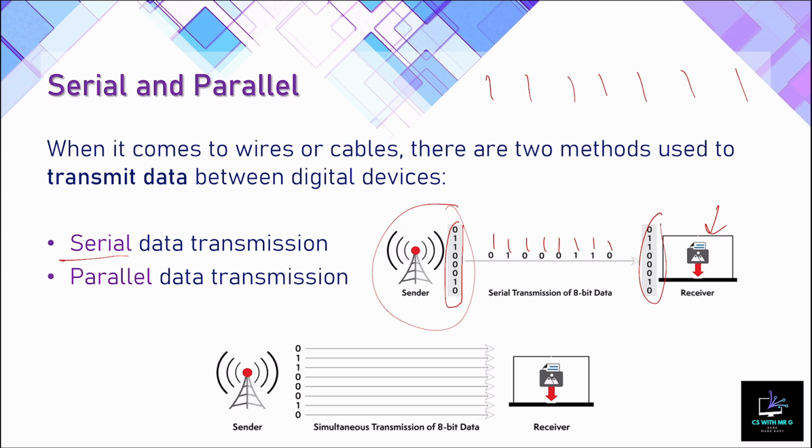With parallel, we are able to send multiple bits of data at once to the recipient and they are all received at hopefully the same time. So as you can imagine, parallel is going to be much quicker as we are sending multiple bits at one time. But that does come with many problems which we'll look at in this lesson.